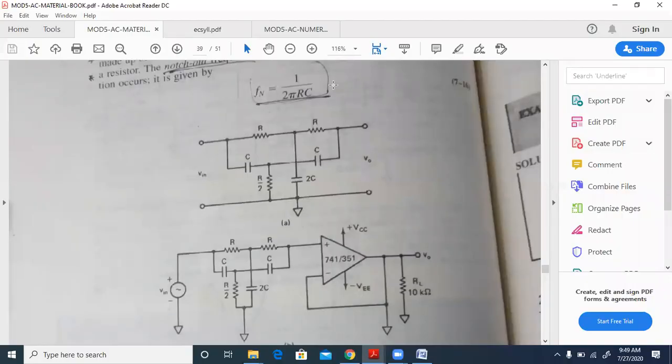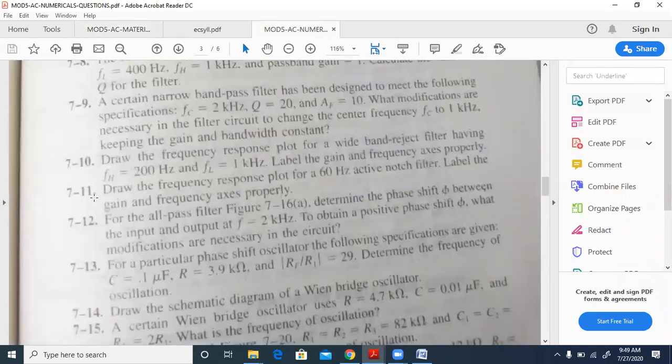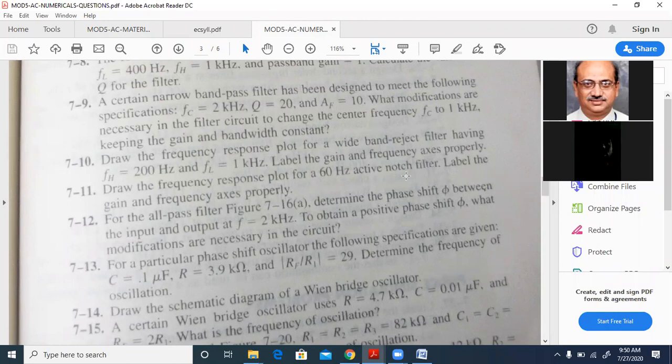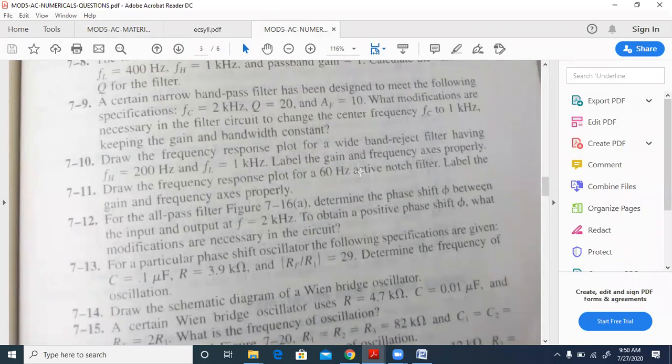So in 7.11, it is: draw the frequency response plot for a 60 Hertz active notch filter, label the gain and frequency response. So once we talk about the active notch filter, it is the narrow band reject filter, and the frequency is given here as 60 Hertz.